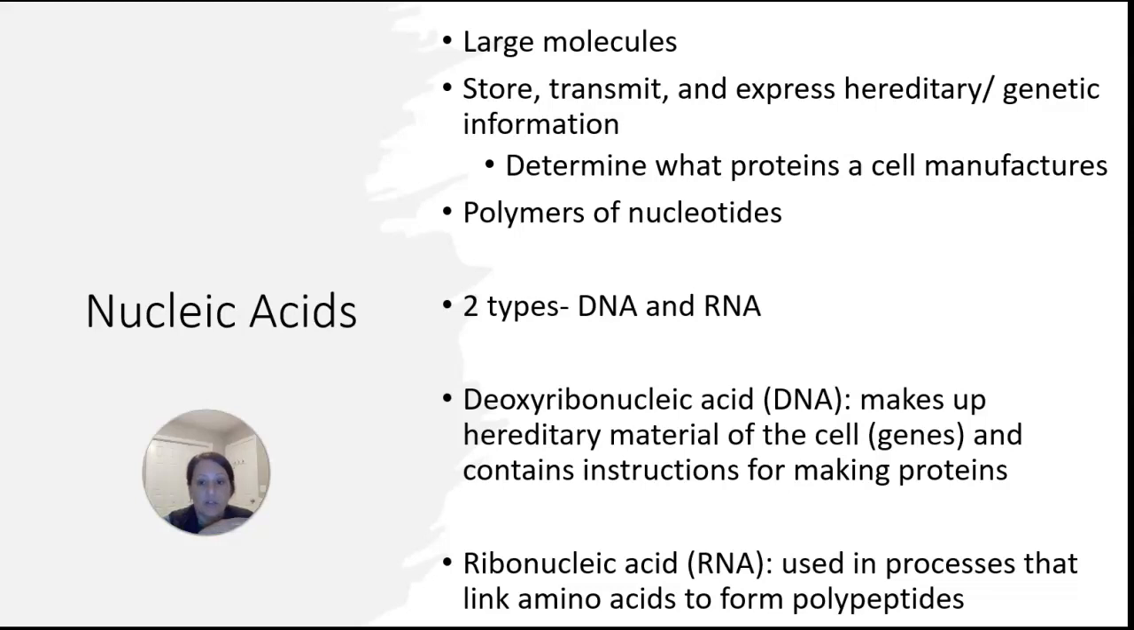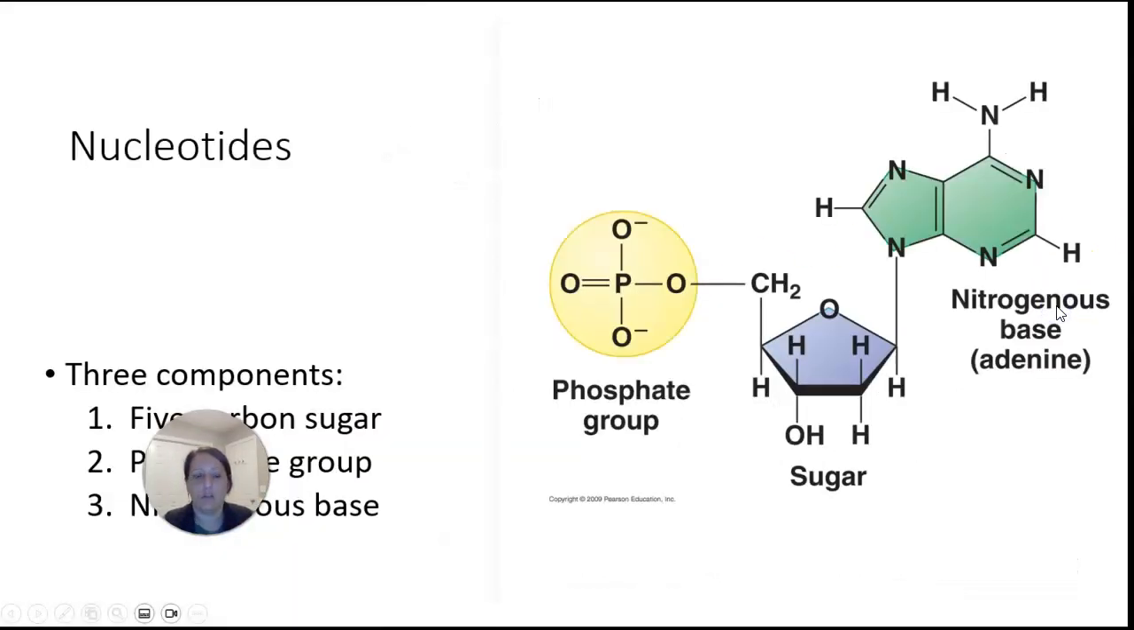So DNA is going to make up the hereditary material of the cell. When we talk about genes, we're talking about DNA. And these genes, this DNA, contains instructions for making proteins. And so proteins, again, are made according to the DNA, according to the gene. Now, RNA, what is that? It's the middleman. Okay, so RNA is going to be used in the process of making proteins. And so it's kind of the middleman. So we've got DNA, and then RNA, and then proteins. Okay, and I've got a slide to show that transmission of information.